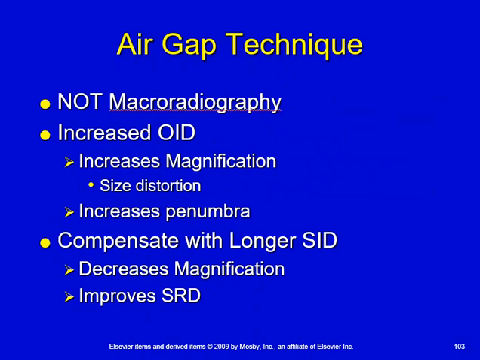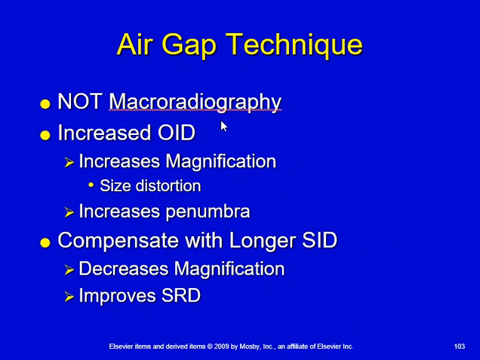The air gap technique you need not confuse with macro radiography. Macro radiography is where you have an intentional increase in OID in order to have magnification present. So macro radiography is used in special procedures, maybe the cardiac cath lab, and our goal there is to have magnification. We use 72-inch SID in chest x-rays and lateral C-spines so that we reduce the magnification.